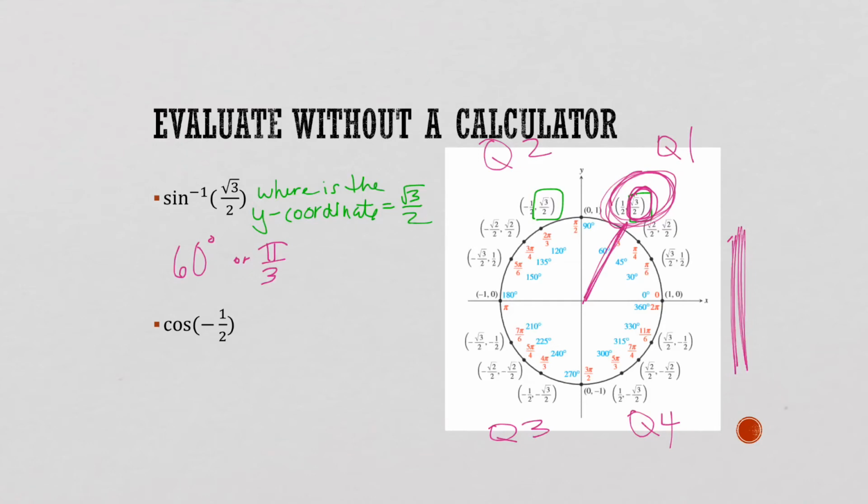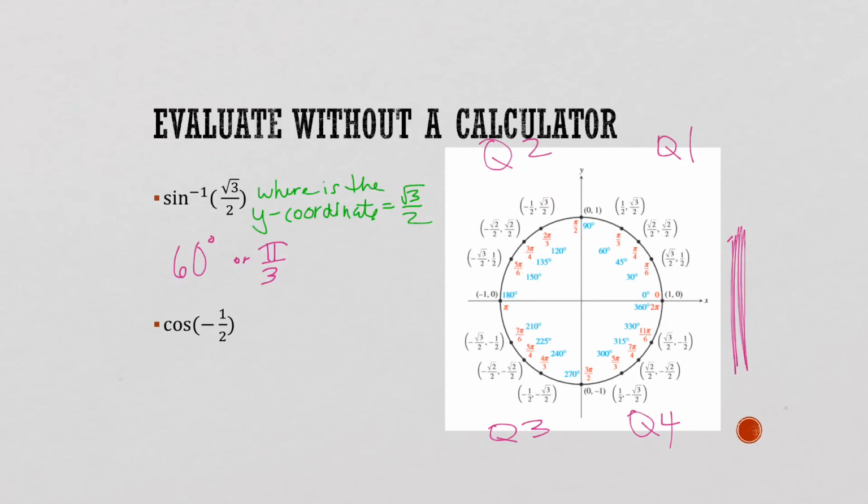So on my unit circle, I'm looking for the coordinate, and then from there finding the angle. I'm not looking at an angle and then finding the coordinate. We're working the problem backwards. Alright? Now let's look at the next one.